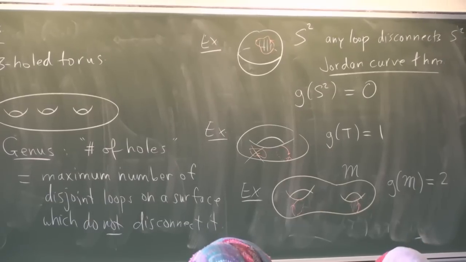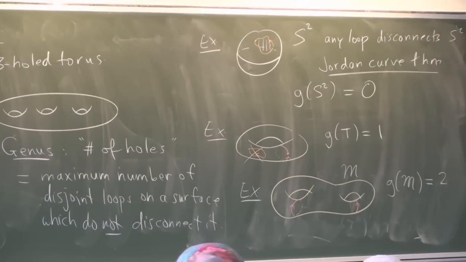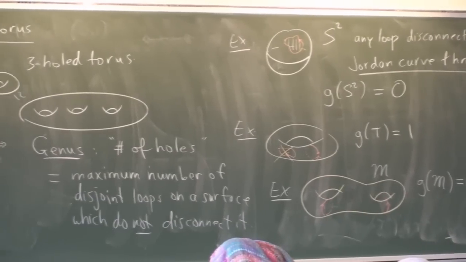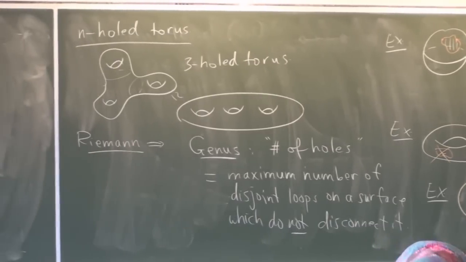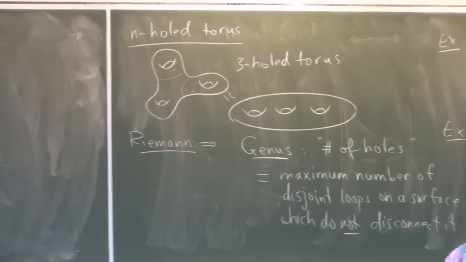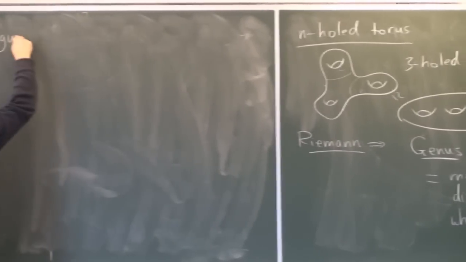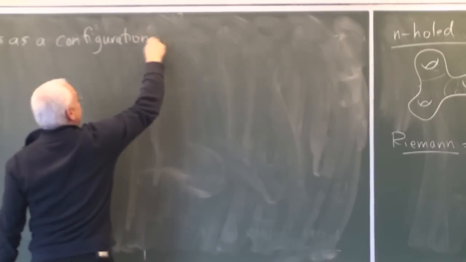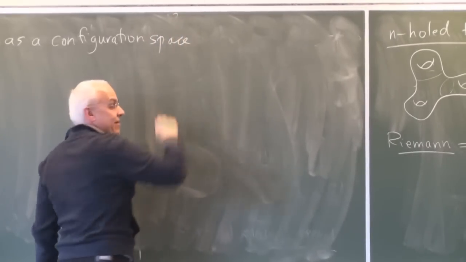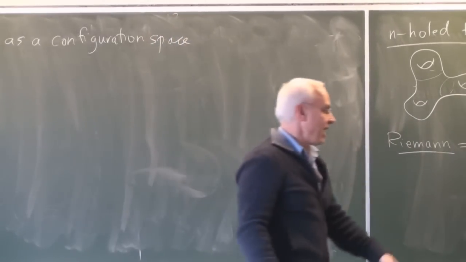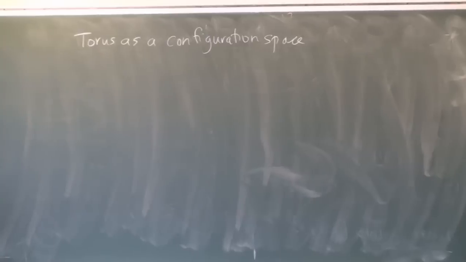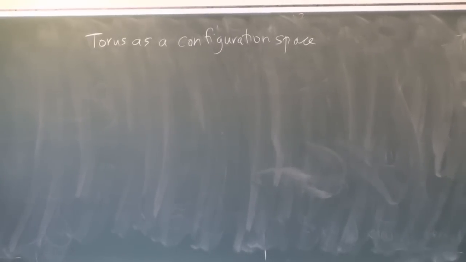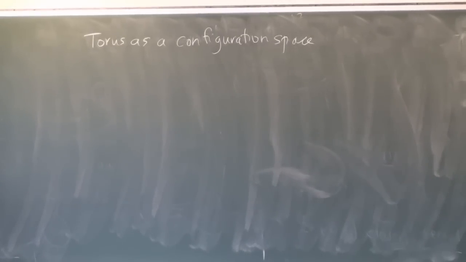So let's talk about some ways in which the torus manifests itself. So, a torus as a configuration space. Is there a reason Riemann didn't define genus as being homeomorphic to an n-hole torus? I don't think he had the idea of an n-hole torus in this sense of pictures. I mean, he would have recognized this, but I don't think he thought of it that way.